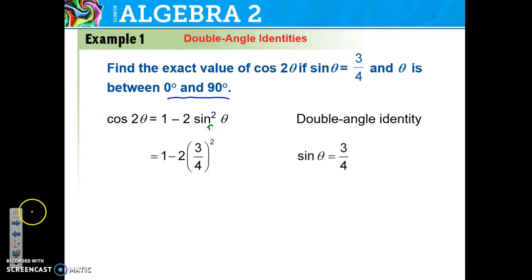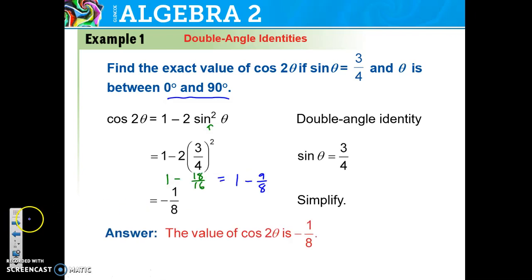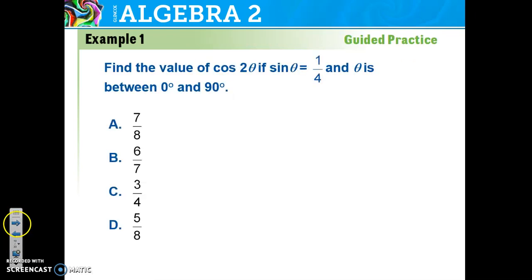So I plug in what I know for sine, which is 3/4. 3/4 squared is 9/16, of course. And 9/16 times 2 is 18/16. So another way to write this would be 1 minus 9/8. 1 is 8 over 8, so 8/8 minus 9/8 is negative 1/8. That would be the value of the cosine of 2 theta. Okay, you guys try this one. All right, your answer here should be 7/8, using the same process as the last example.